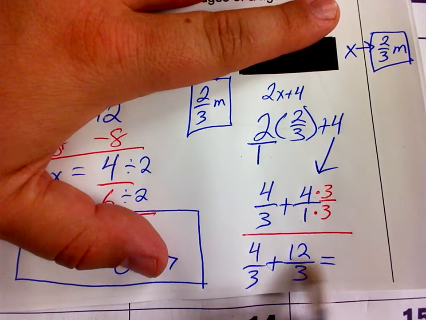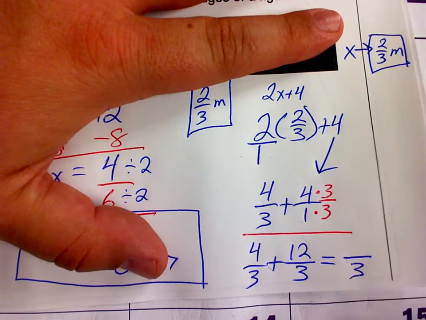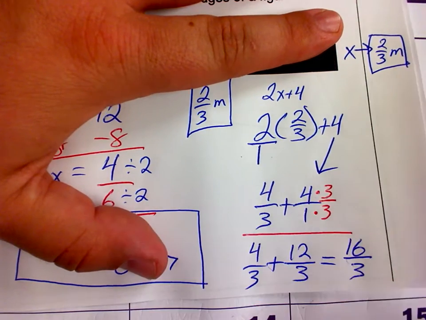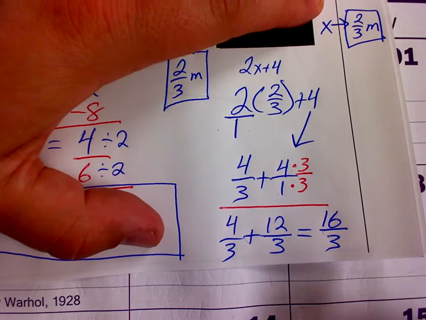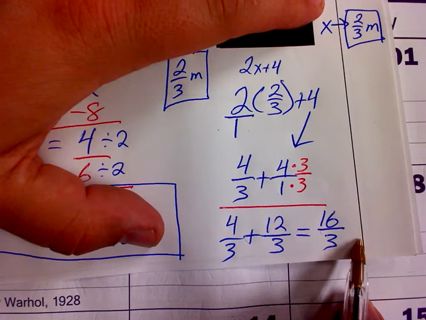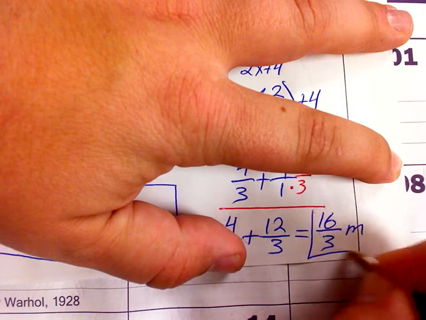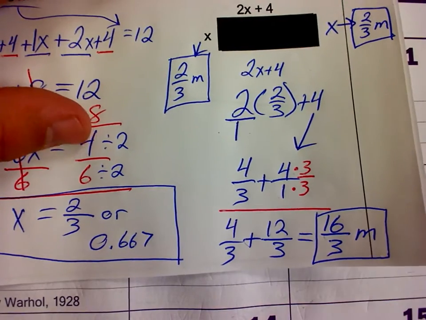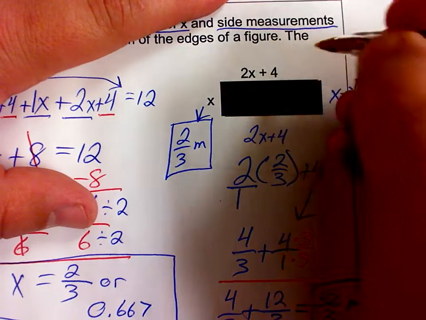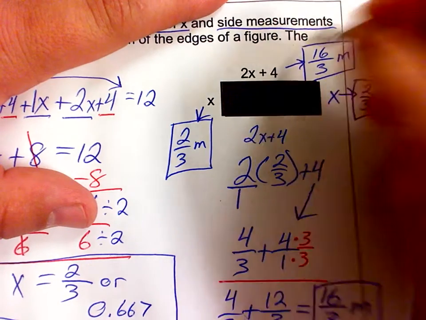Now that we have common denominators, we can add the fractions together. When adding or subtracting, we keep the denominator the same and just combine our numerators. 4 plus 12 gives us 16. So I have 16 over 3. All right. Now that does not simplify. We could write it as a decimal of 5.333. But since we're just looking for the side measurement here, we can go ahead and be done with this side. So we have 16 over 3 meters. And the nice thing here is, this side was 16 over 3 meters. This top side is also going to be 16 over 3 meters.